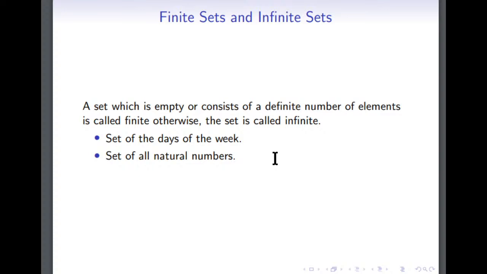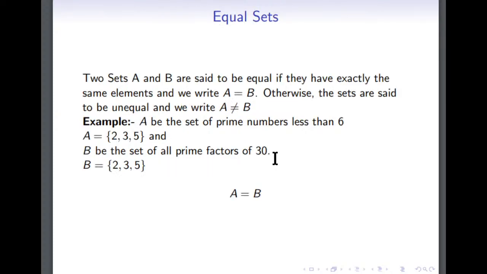Similarly, the set of all natural numbers. 1, 2, 3, 4, 5, 6, 7. Even I can't stop my counting. So there is no definite number of elements in this set. So it is an infinite set. Now let's go further.